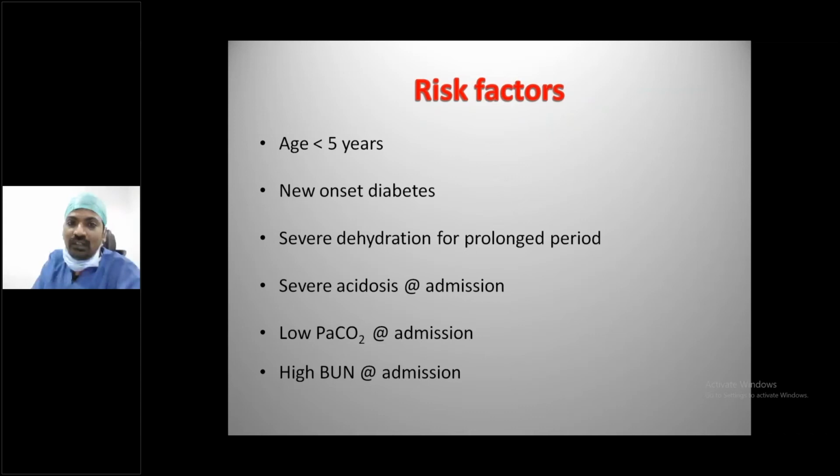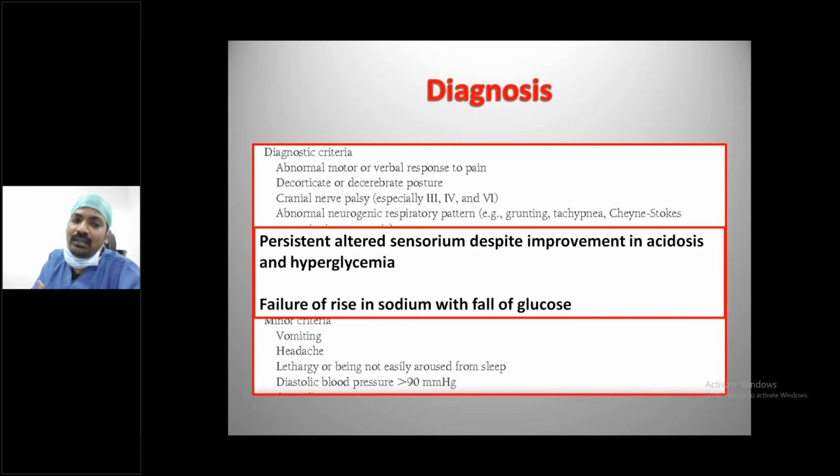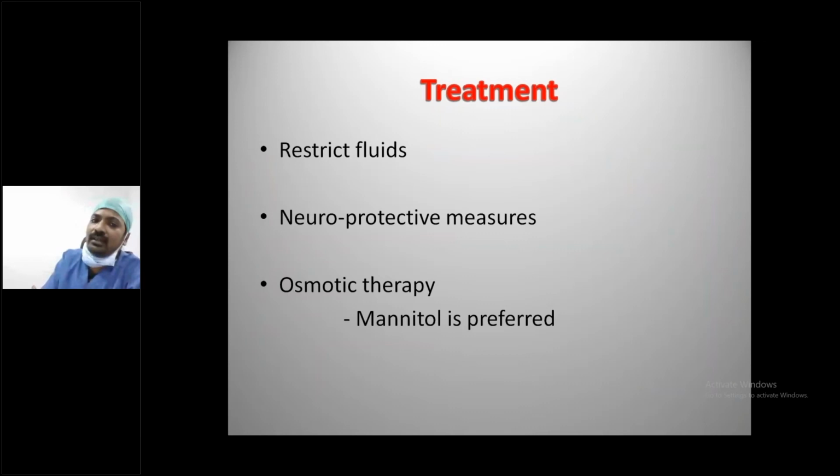Diagnosis has major criteria and minor criteria. Clinical manifestations range from mild headache to coma. Two important signs to appreciate are inappropriate bradycardia and hypertension, hypertension despite dehydration. The most common subtle signs are persistently altered sensorium despite improvement in acidosis and hyperglycemia, and failure of serum sodium to rise as glucose falls, another sign of cerebral edema. Treatment of cerebral edema includes restriction of fluids, neuroprotective measures and osmotic therapy. Here mannitol is preferred over 3% NaCl.